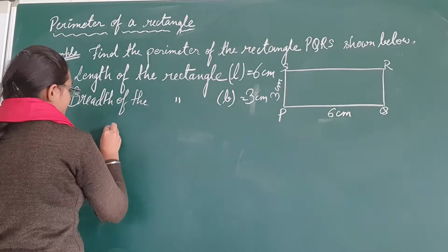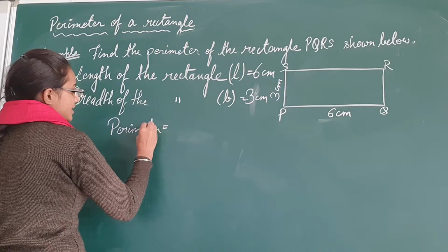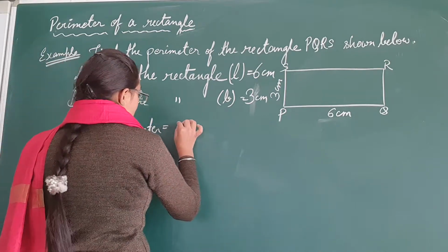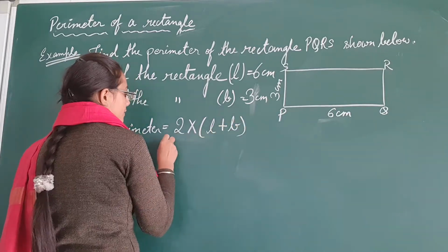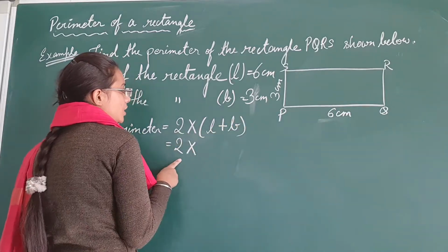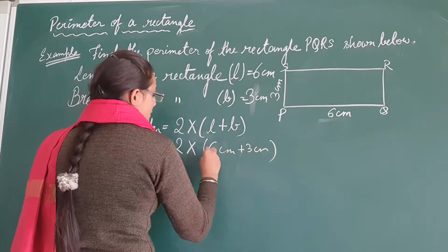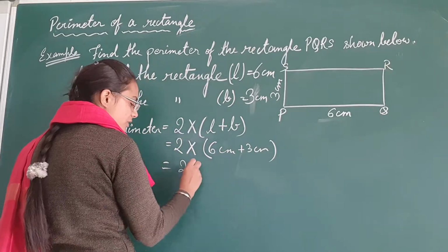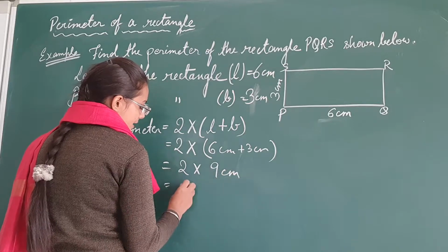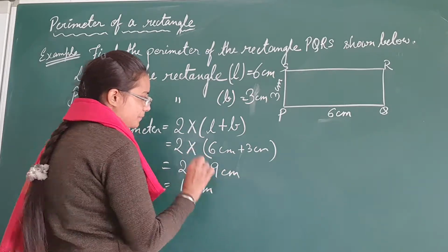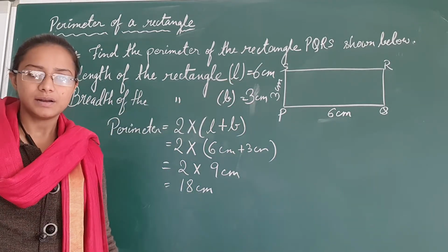And we know how to find the perimeter. The perimeter of a rectangle is equal to 2 times the sum of length and breadth. So that is equal to 2 into (6 centimeter plus 3 centimeter). First solve the bracket, that is 9 centimeter. So 2 into 9 is equal to 18 centimeter. So 18 centimeter is the perimeter of the rectangle PQRS.